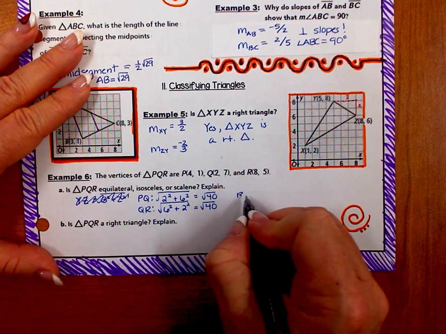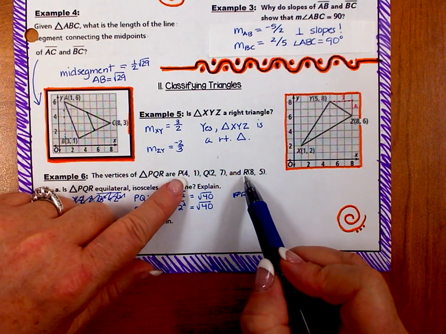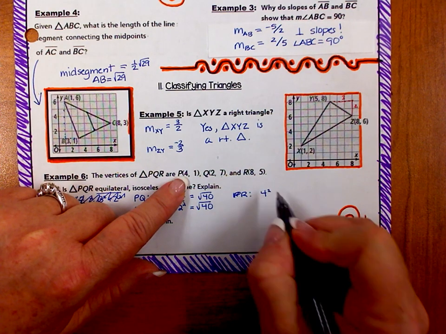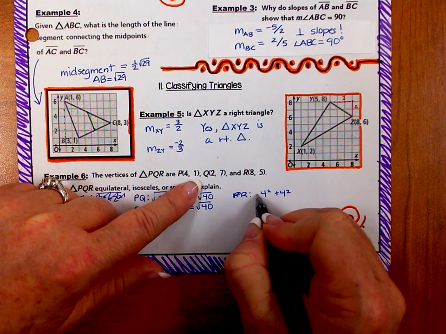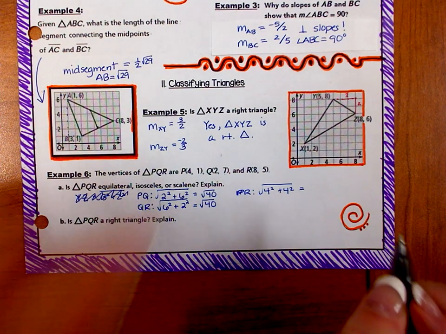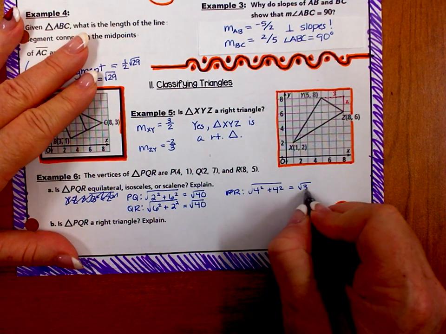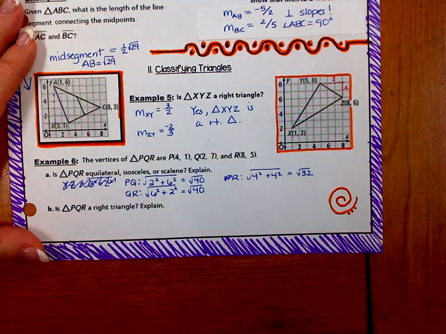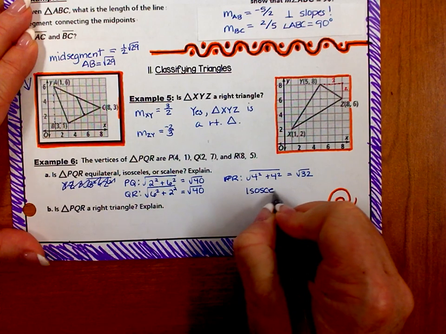Okay, now let's try PR. From P to R, we're going to go 4 to 8. That's a difference of 4, so we'll say 4 squared. And we're going to go 1 to 5, which is another 4 squared. So we're looking at 16 plus 16, so the square root of 32. Okay, we have two sides that are congruent, so we're going to say that this is an isosceles triangle.